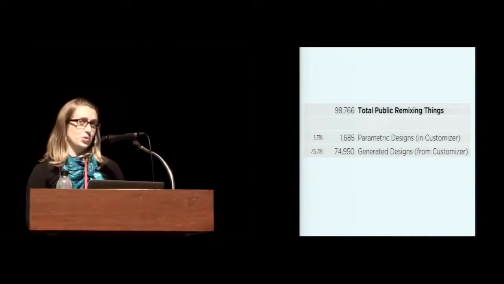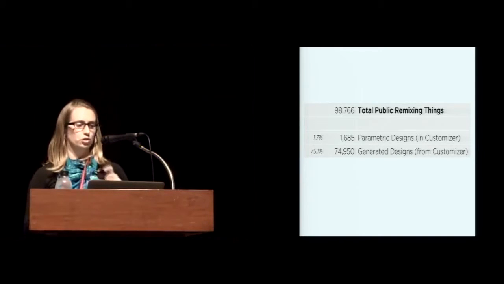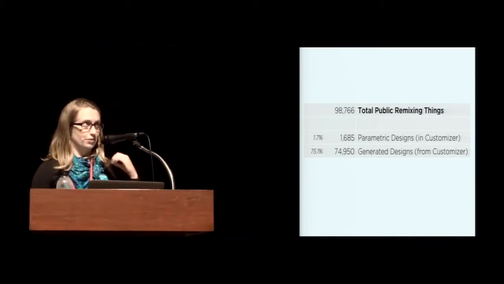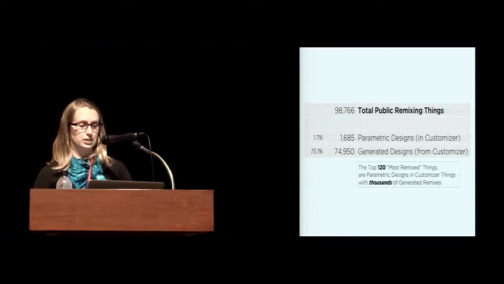So about 3/4 of the public remixing things were automatically generated designs from Customizer. And these are being generated from a relatively small number of parametric designs, under 2% of public remixing things. And this very small set of parametric designs is having a huge impact. The top 120 most remixed things are parametric designs on Customizer with thousands of generated remixes.